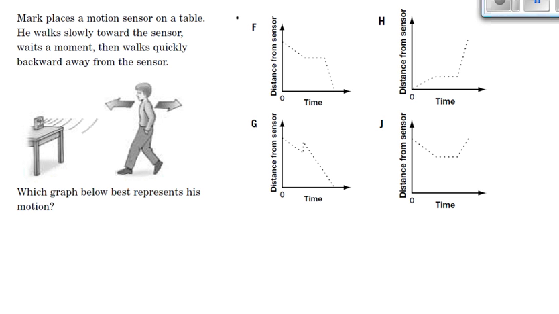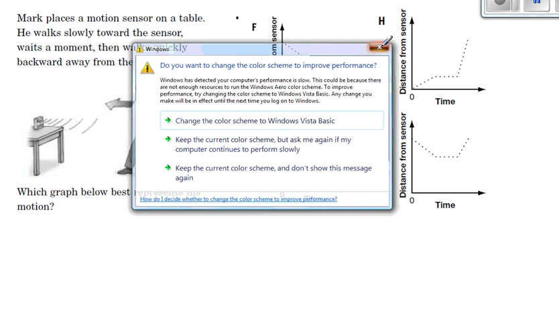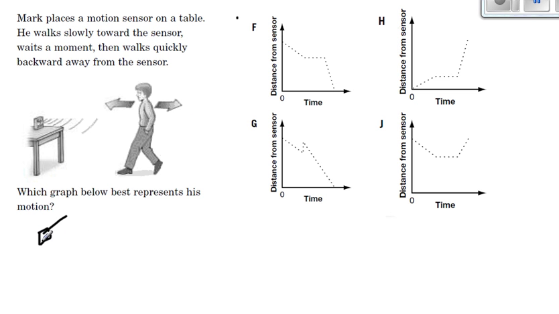Multiple choice first. It says Mark places a motion sensor on a table. He walks slowly towards the sensor, waits a moment, then walks quickly backward away from the sensor. Which graph below best represents his motion? So before I even look at the options, I want to think about what I know. I know that he starts off somewhere. So if this is the sensor, Mark starts off over here at a certain distance away. I don't know what distance, let's pretend it's 3 meters.